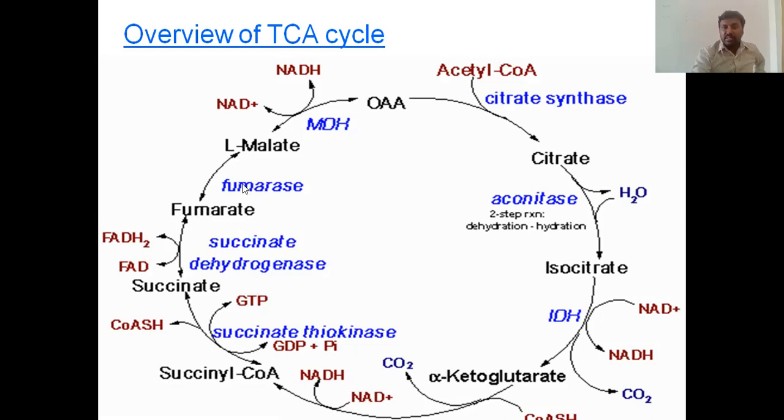Then this fumarate, in the presence of the fumarase enzyme, forms malate. Then the malate, in the presence of malate dehydrogenase, as I said already, when the dehydrogenase enzyme comes there is a loss of hydrogen from the substrate. So NAD plus is converted into NADH plus H plus, and the malate is converted into oxaloacetate. This oxaloacetate again binds to acetyl coenzyme A to form citrate in the presence of citrate synthetase.